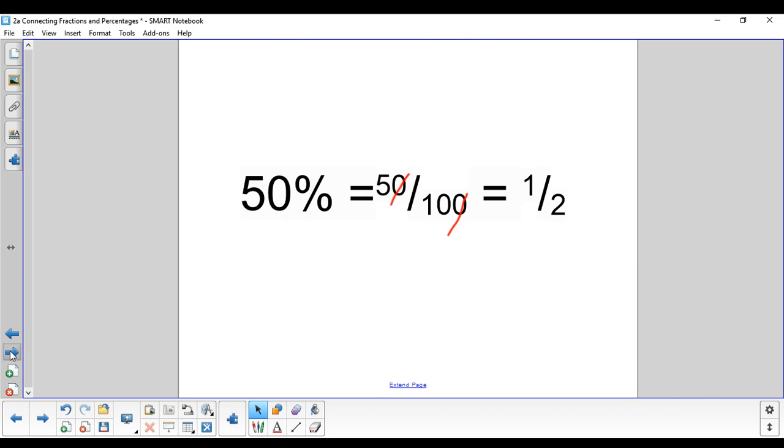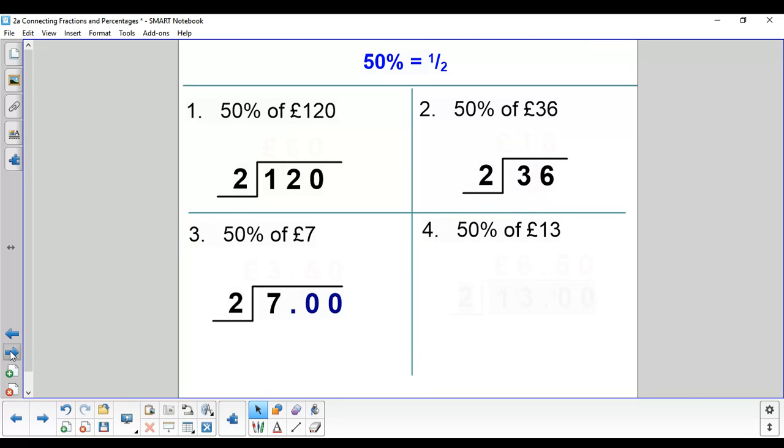Now let's see if we can use them. So 50% is a half. So that means you can divide by 2. So you could do that instantly. What's half of 120? You can divide by 2 this way, and you get 60. If you want to see how I got that, I didn't use the 1, and I carried the 1 over. 2 into 3 goes 1, remainder 1, and then you get 2 into 16 is 18.